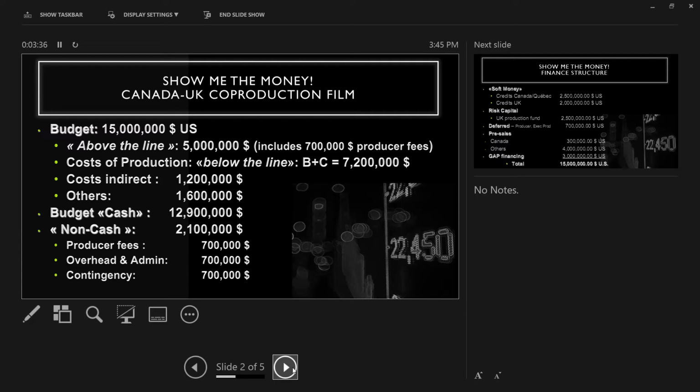The difference between that budget and what we sometimes call the cash budget is, the cash budget here is $12.9 million. In other words, in this budget itself, it only needed cash, which were third-party costs, of 12.9. $2.1 million of those costs were non-cash items. In other words, we had producer fees of $700,000, okay? Again, roughly 10% of the B&C. Overhead and administration, $700,000. Again, 10% of the B&C.